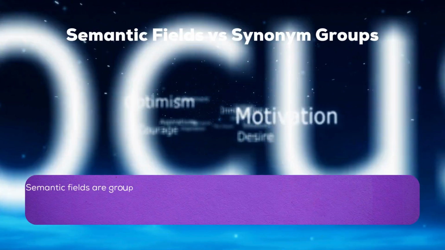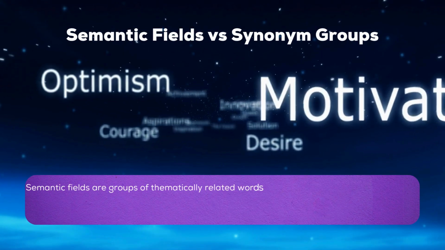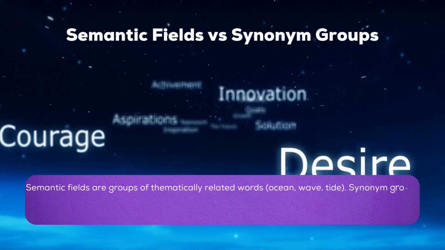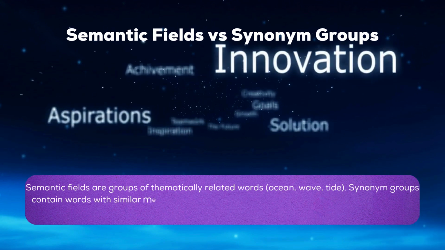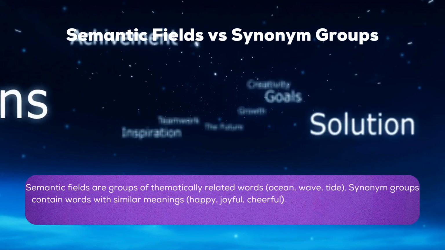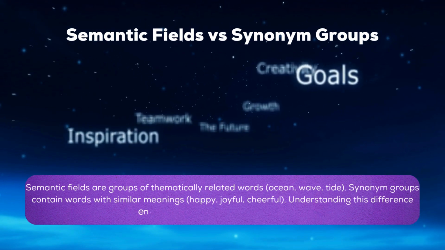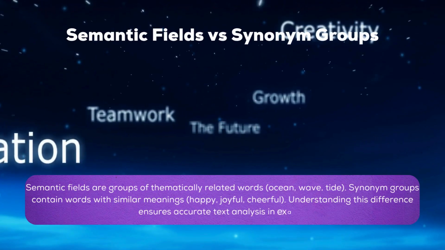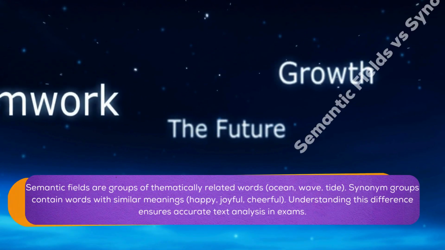Semantic fields are groups of thematically related words: ocean, wave, tide. Synonym groups contain words with similar meanings: happy, joyful, cheerful. Understanding this difference ensures accurate text analysis in exams.